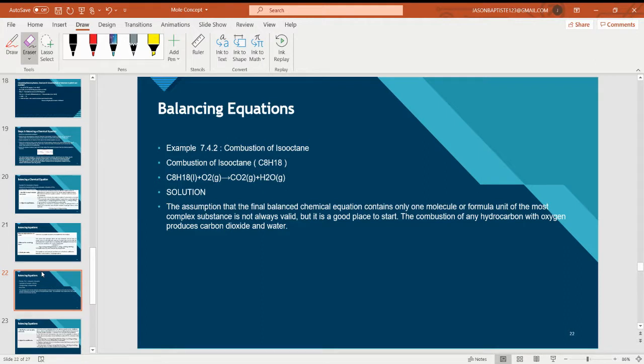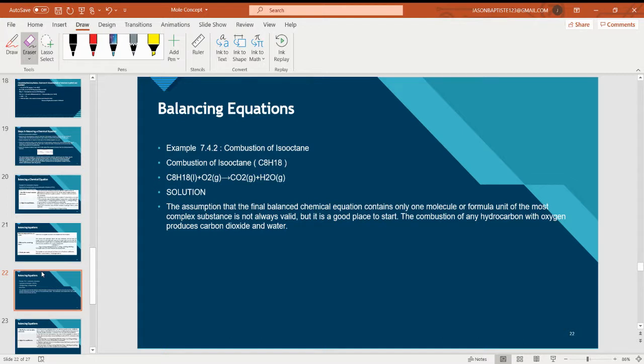So we're going to do the combustion of isooctane. Now the formula of isooctane is C8H18, and as we require for combustion, O2 gas. So let's go on. The assumption that the final balanced chemical equation contains only one molecule or formula unit of the most complex substance is not always valid, but it is a good place to start. The combustion of any hydrocarbon with oxygen produces carbon dioxide and water.